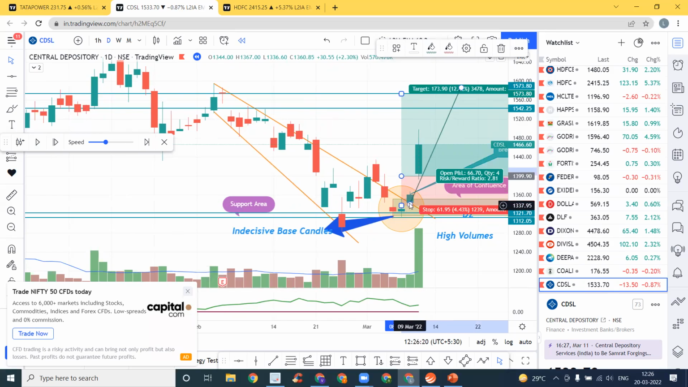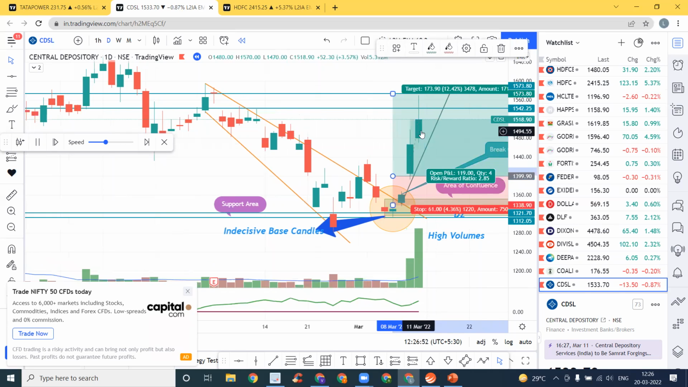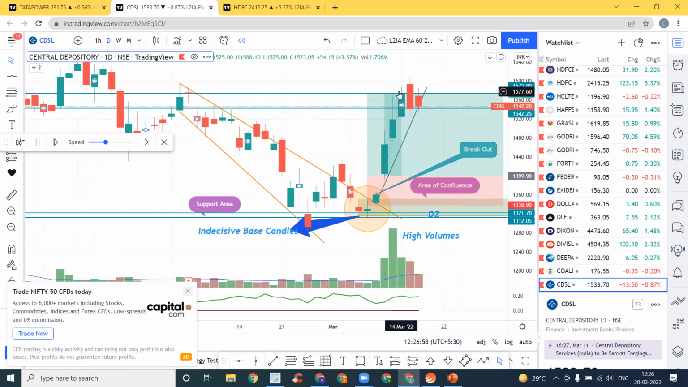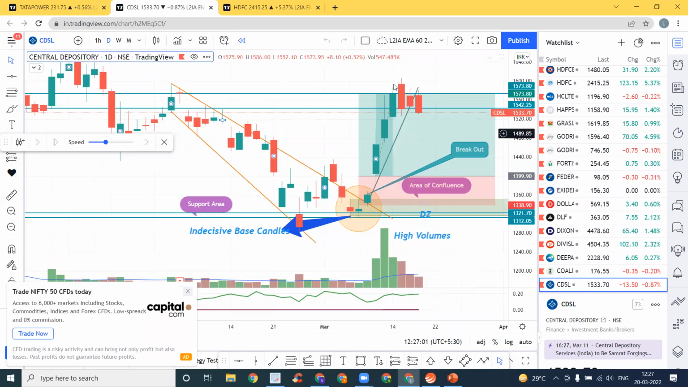And where is my stop loss? I have taken the stop loss below this, below the previous day's candle. So what is my risk reward ratio? 2.85, meaning if I take X as the risk, my reward will be 2.85 times. So this is my risk, the red zone, and this green one is my buy. Now I have taken the trade here. Now what happened next day? The trade went up, on the third day it went up and I exited. At this point I have exited my trade.